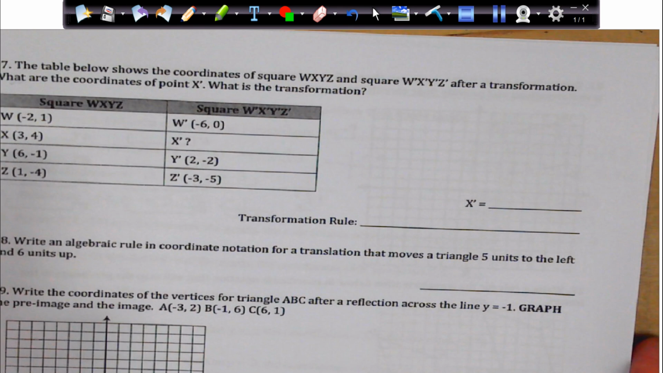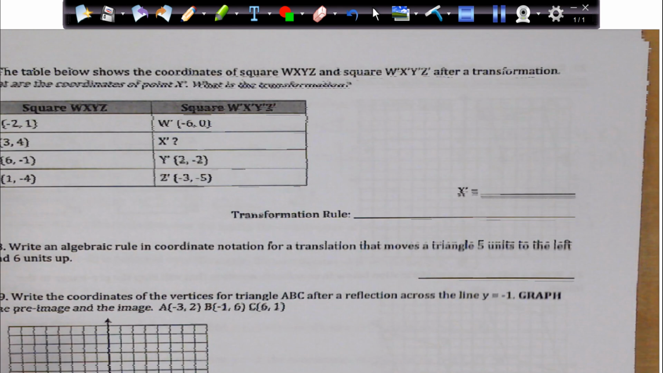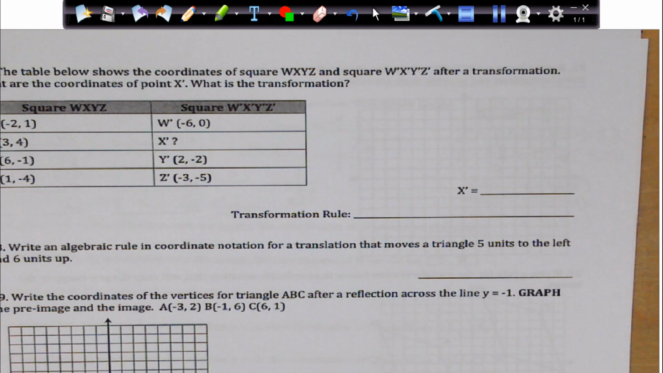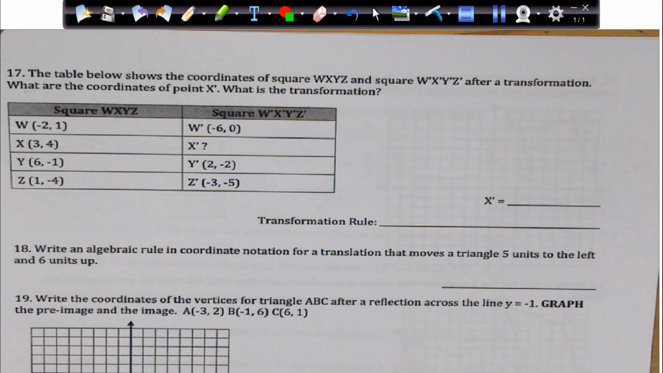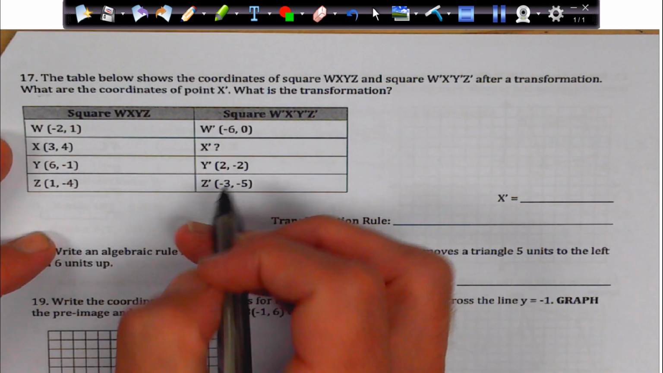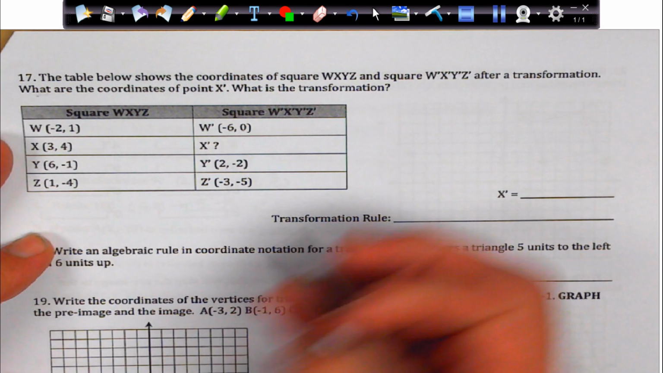All right, the table below shows the coordinates of a square and then a transformed square after transformation. What are the coordinates of point x and what is the transformation? Okay, so we basically are trying to figure out how am I going from what to what. And let's take a look here. So I see that none of the values are the same, so I'm thinking this is a translation.